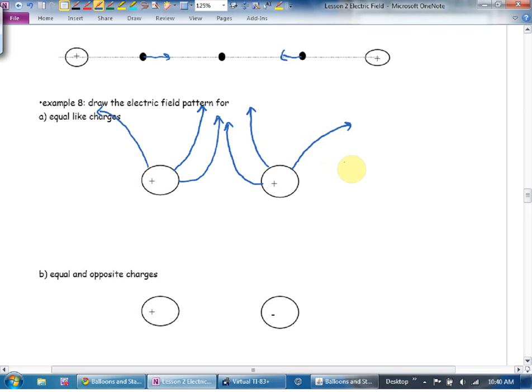Remember I said to you, the number of lines tells me nothing about how big the charge is. It's just a comparison. So even if I ended up with a weird number like 7 lines, I would still be good with your diagram as long as you had 7 on each. Here would head this way, and it would get repelled. What about right here? It would head this way, it would get repelled even further and even further.